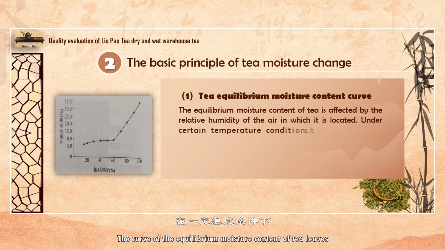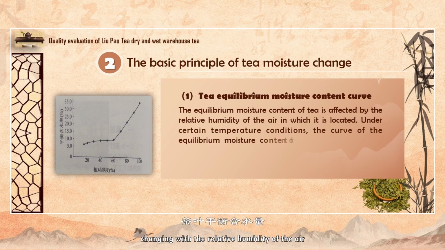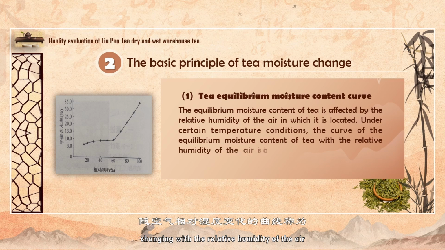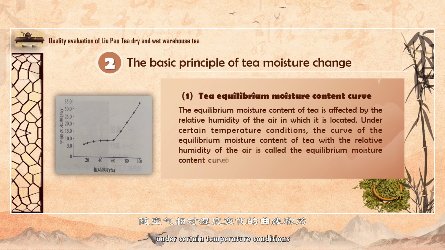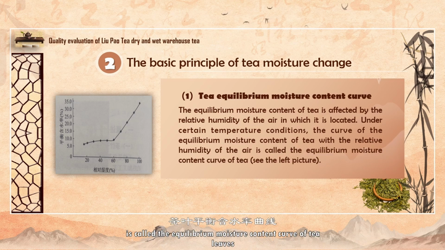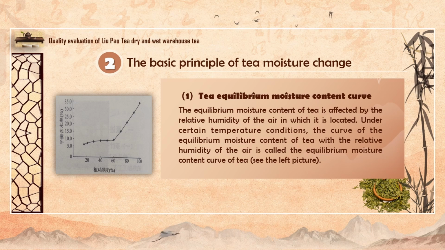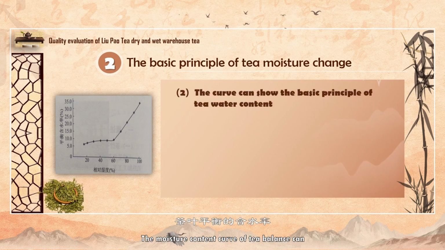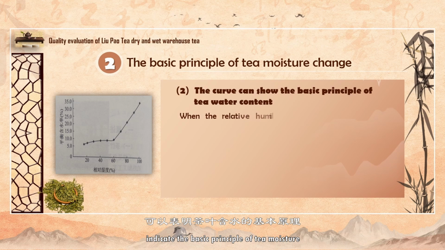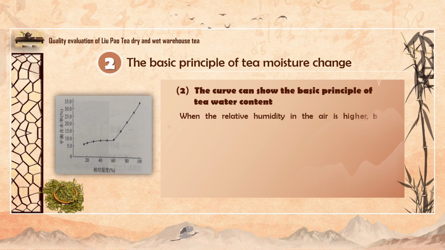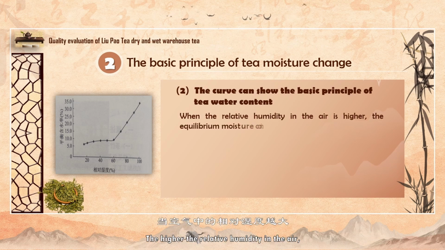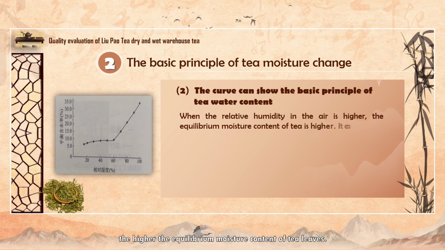The curve of the equilibrium moisture content of tea leaves changing with the relative humidity of the air under certain temperature conditions is called the equilibrium moisture content curve of tea leaves. The equilibrium moisture content curve can indicate the basic principle of tea moisture. The higher the relative humidity in the air, the higher the equilibrium moisture content of tea leaves.